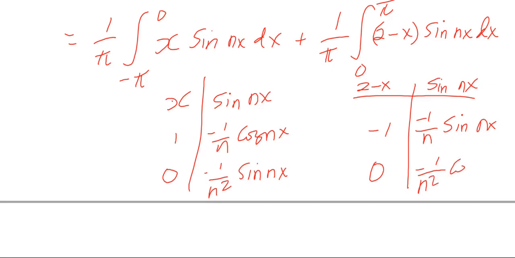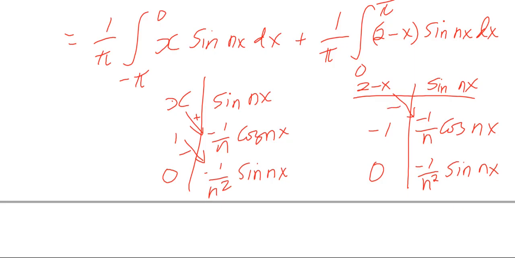Sorry, this is not sine. The integral of sine is cosine. This one should be cosine of nx. And the second integral will give us minus 1 over n squared sine of nx. Then we multiply as before, and don't forget the signs here, plus and minus. The same here, plus and minus for this one.